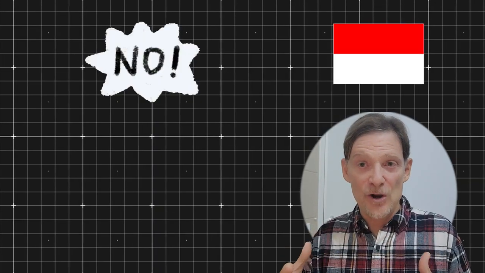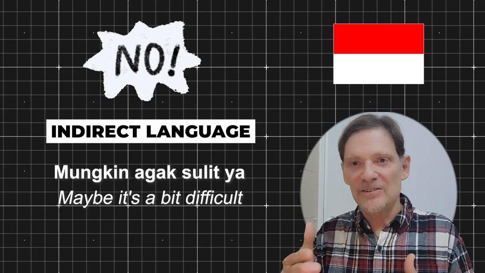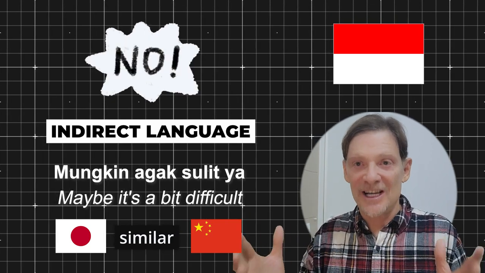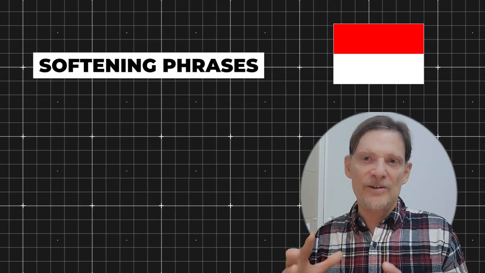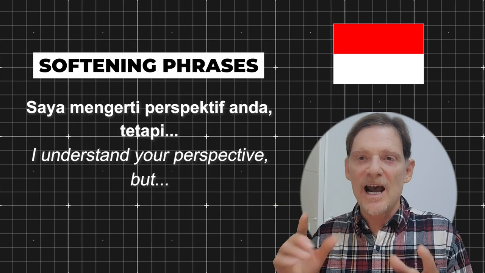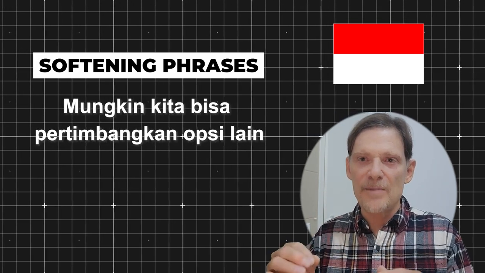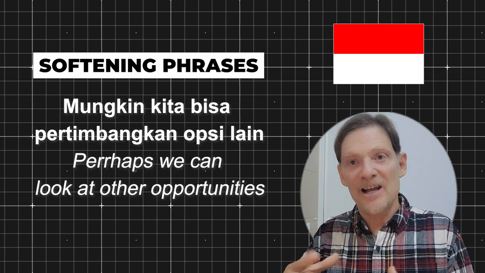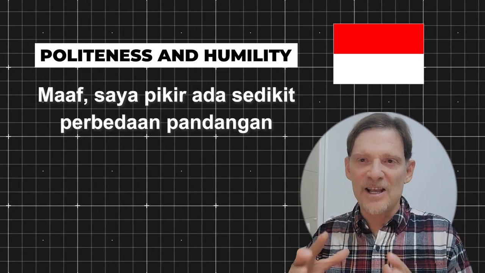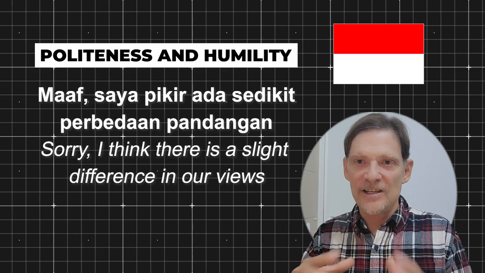Instead of a direct no, Indonesians will say, "Mungkin agak sulit ya," which means maybe it's a little difficult, just like it's said in Japanese and Chinese. Disagreement is softened with phrases such as "Saya mengerti perspektif Anda tetapi," I understand your perspective but, or "Mungkin kita bisa pertimbangkan opsi lain," perhaps we can look at other opportunities. Polite language and expressions of respect include "Maaf, saya pikir ada sedikit perbedaan pandangan." Sorry, I think there's a slight difference in our views.